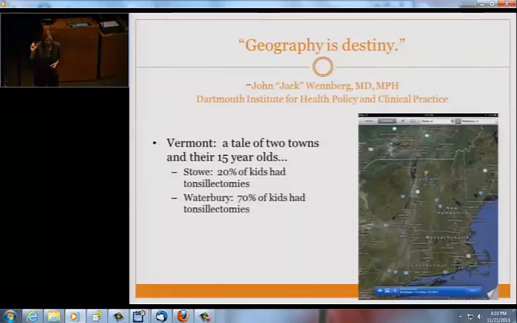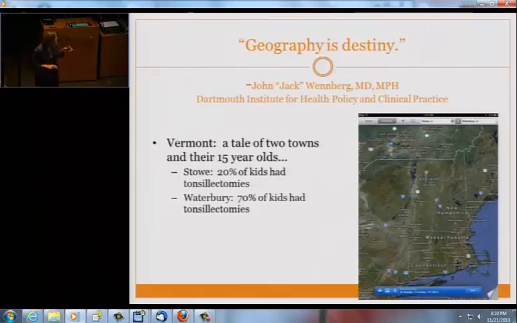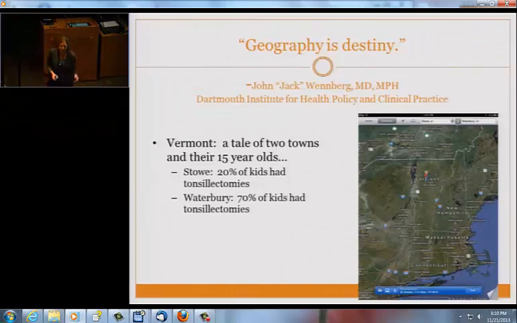And so the public health bent in him started looking at tonsillectomy rates. And they were right up here in Vermont. He looked at two different towns, Stowe and Waterbury, about 15 miles apart. And he looked at all of the 15-year-olds. In Stowe, about 20% of the 15-year-olds had had tonsillectomies. In Waterbury, about 70% of the 15-year-olds had had tonsillectomies. Why is that? And this is what he ended up building his career upon. So why the difference?